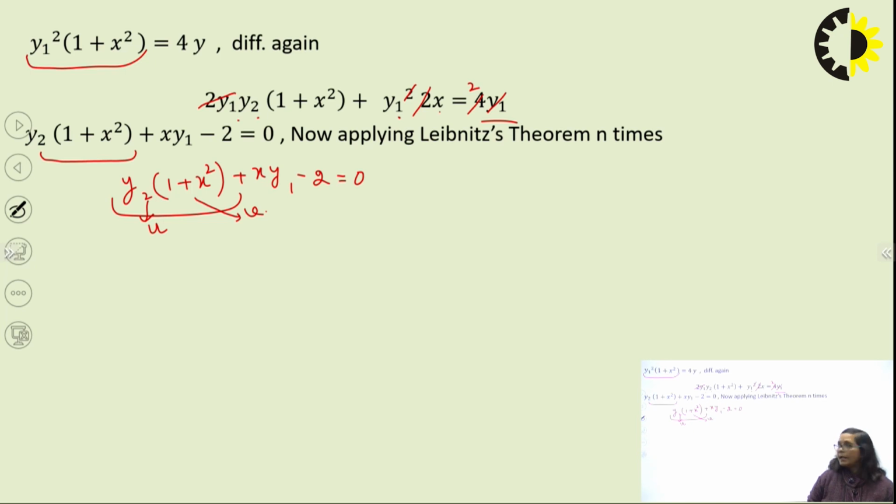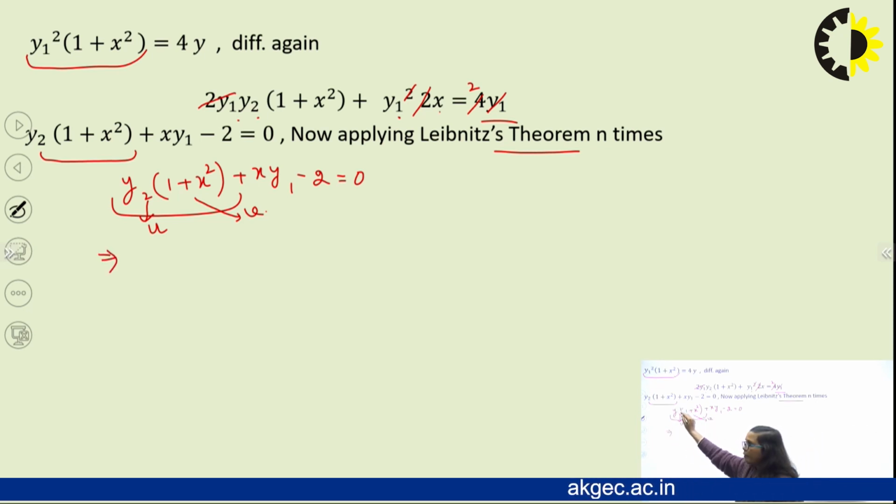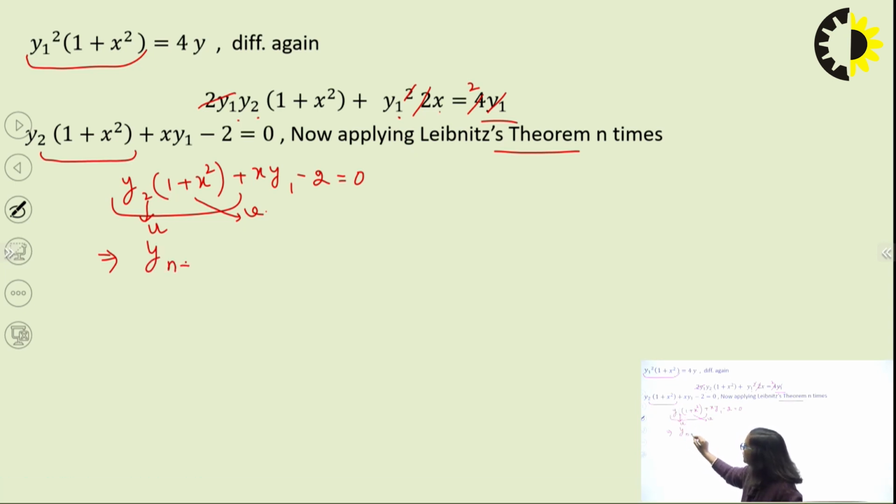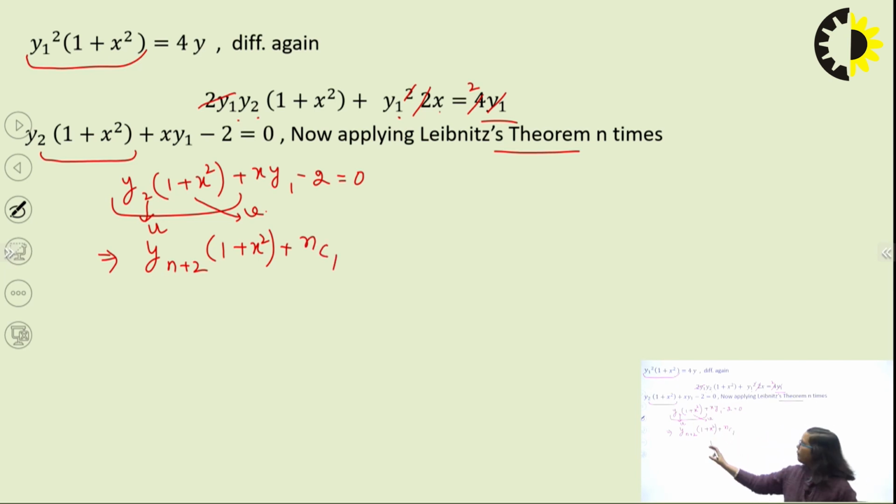Now apply the Leibniz theorem to get the nth derivative. Look at what we get. The Leibniz theorem says the nth derivative of the first function. What is the nth derivative of y2? It is yn plus 2, because y2 is already there, and n more derivatives will give you yn plus 2, into the second function as it is, 1 plus x square as it is. What next? nC1 into the first function's one lower order derivative. The next lower order to yn plus 2 is yn plus 1. Just subtract 1 from here, I get yn plus 1.